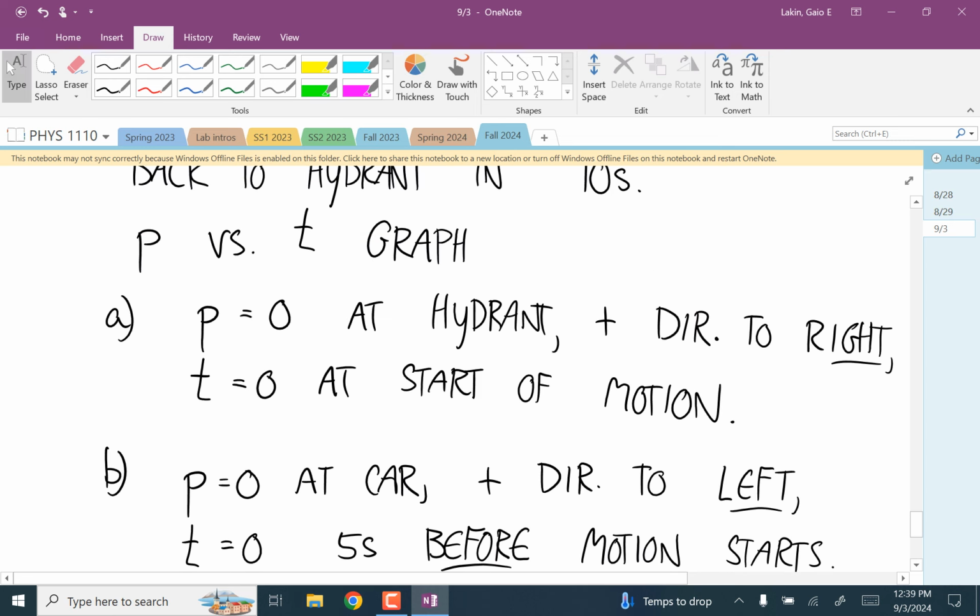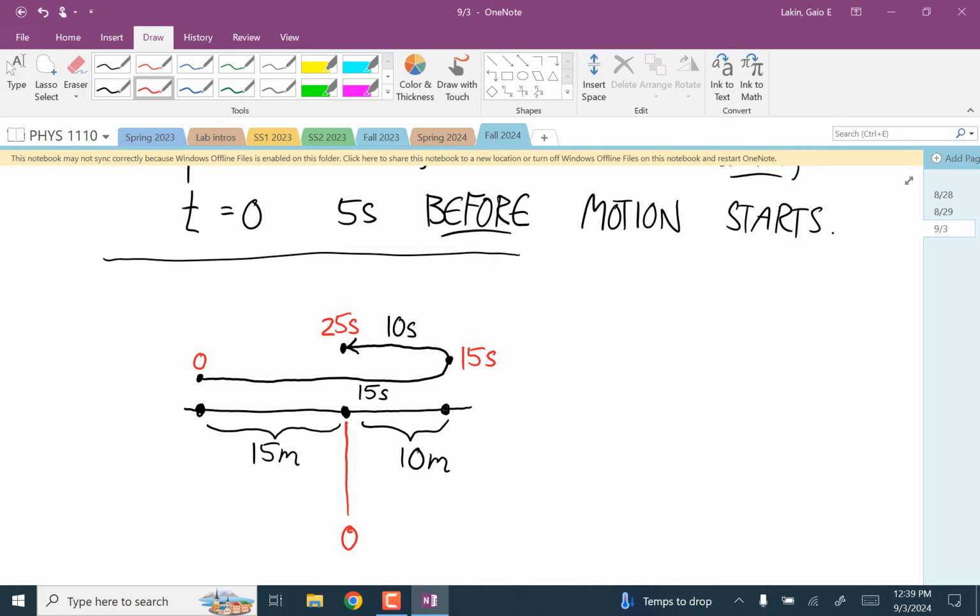And our positive direction is to the right, which means our negative direction is to the left. So this is positive. This is negative. And now we can label these other 2 points. If you start at 0 and go 15 meters in the negative direction, what number do you arrive at? Negative 15, perfect. And if you start at 0 and go 10 meters in the positive direction, what number do you arrive at? Positive 10, yep.